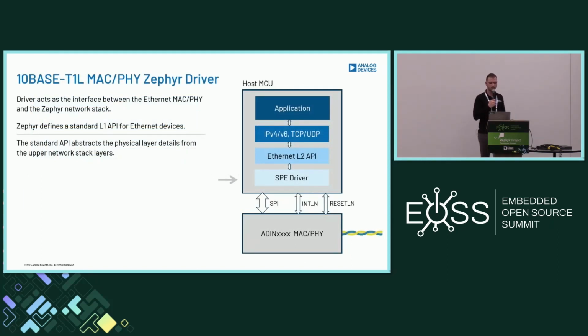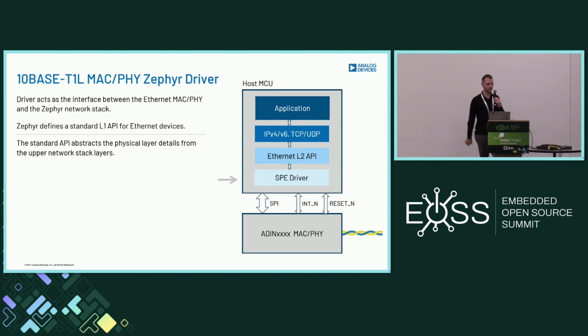Okay, so now I want to look at how 10BASE-T1L is supported within Zephyr. And so, like I said, Zephyr is more associated generally with wireless communication, but it does have quite a good level of support in place for Ethernet. And so Zephyr defines a standard layer 1 API for Ethernet devices. So supporting the 10BASE-T1L physical layer, supporting a 10BASE-T1L transceiver in Zephyr is really just a case of implementing the standard layer 1 API. And this abstracts away all of the common and complex details of the physical layer away from the upper layers of Zephyr's networking stack.